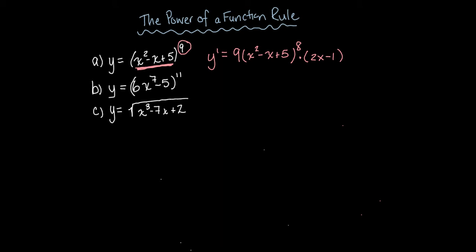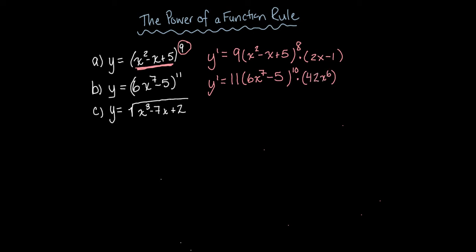If we follow the same strategy with the second row, we've got an exponent that's 11. So it becomes the new coefficient. And the new exponent is now 11 minus 1. So that's where the 10 came from. Inside the bracket, we keep the exact same function. And then we tack on to the outside the derivative of that inside function, which is going to be 7 times 6, which is 42, x to the power of 6.